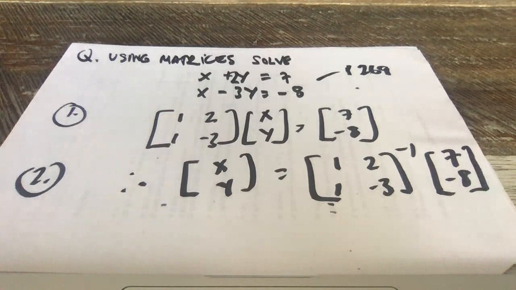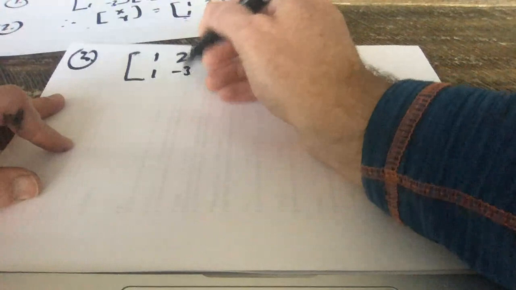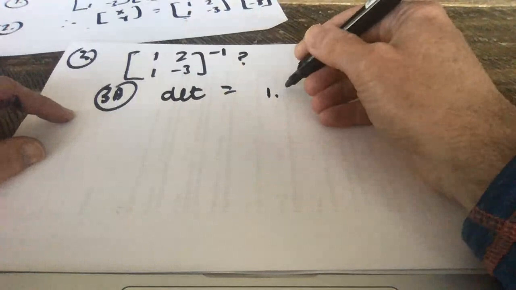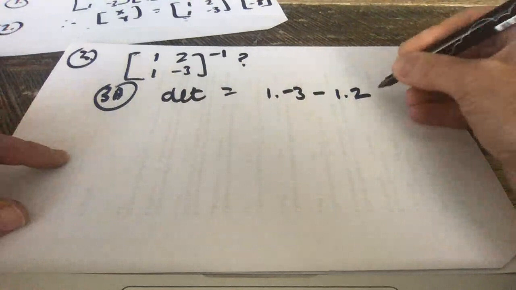So here's step three. Now remember what you have to do. The first thing you do here, this is 3a. You have to get the determinant first, remember? Get the determinant first. And the determinant then of 1 minus 3, 2, 1 is 1 minus 3 minus 1 by 2, which in this case is minus 5.